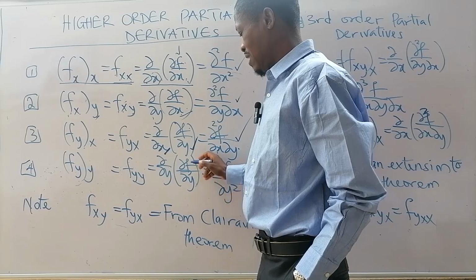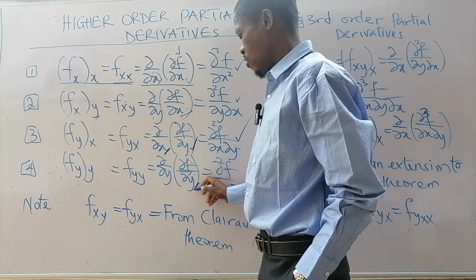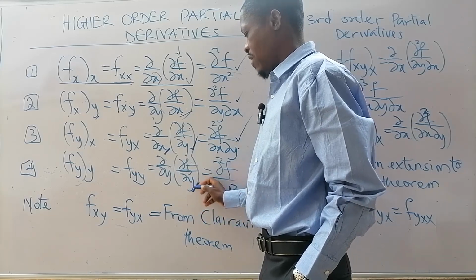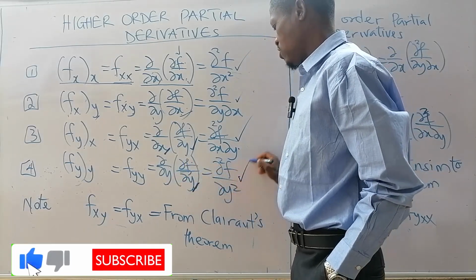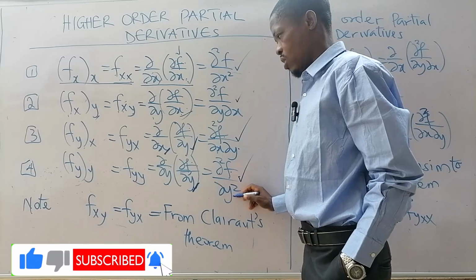We have the fraction notation del f del y. That's a first order partial derivative. So this is with respect to y, and then you do it again with respect to y, and that's giving you what? It's giving you del square f del y square.